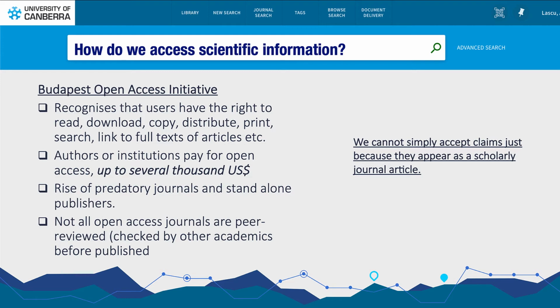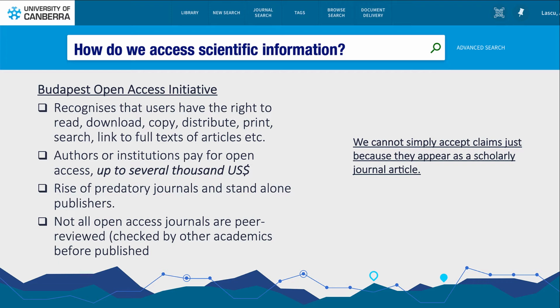There is also a rise of predatory journals and standalone publishers, which don't necessarily align to anything in particular. They don't necessarily have to be peer-reviewed. There's no checking process into what they're presenting, and so they might look really scientific, but there's usually a question about how realistic they are. It's also worth noting that not all open access journals are actually peer-reviewed, which means to be checked by other academics before it is published.